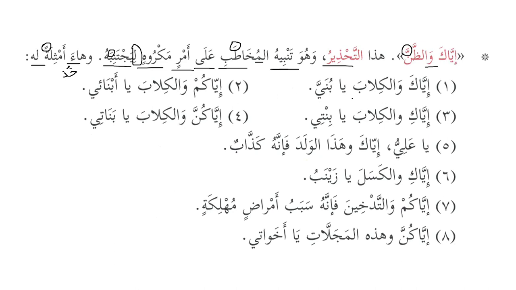Iyaka wal kilaba ya bunayya. Oh my son, beware of dogs. So as we can see over here, Iyaka wa, and after that the noun is mansub. So this construction means beware of dogs. Ya bunayya, oh my son. This is a beautiful expression that has been used in the Quran as well. When Luqman alayhi salam said to his son, Ya bunayya, la tushrik billahi shayya, inna shirka la dhulmun adhimun. So Ya bunayya and Ya abati, these are two expressions that are used out of love in the Quran. So Ya bunayya is used for the son, and ya abati is used for the father.